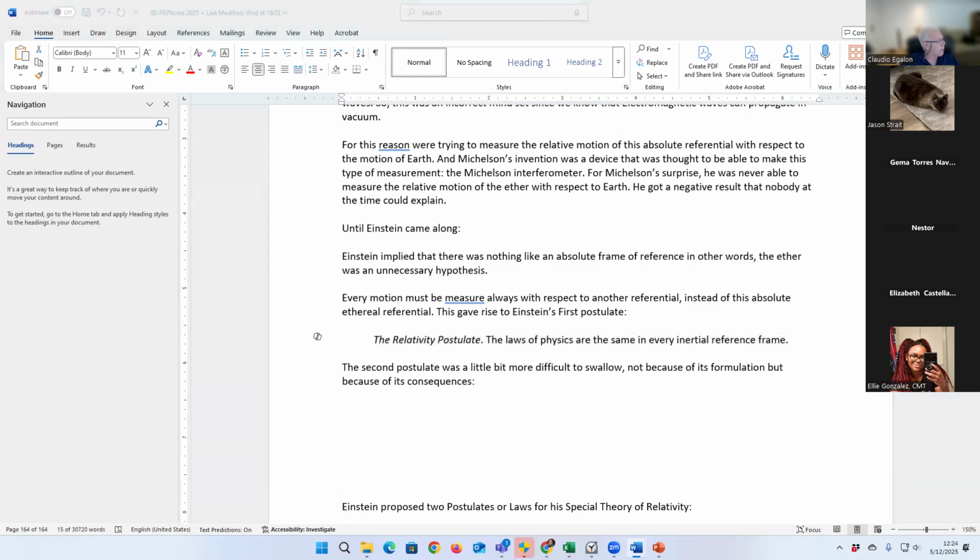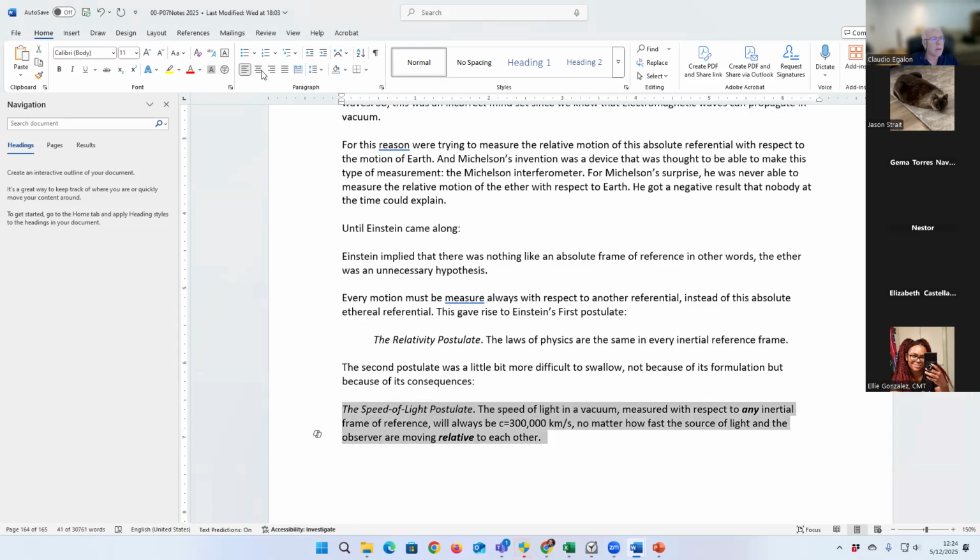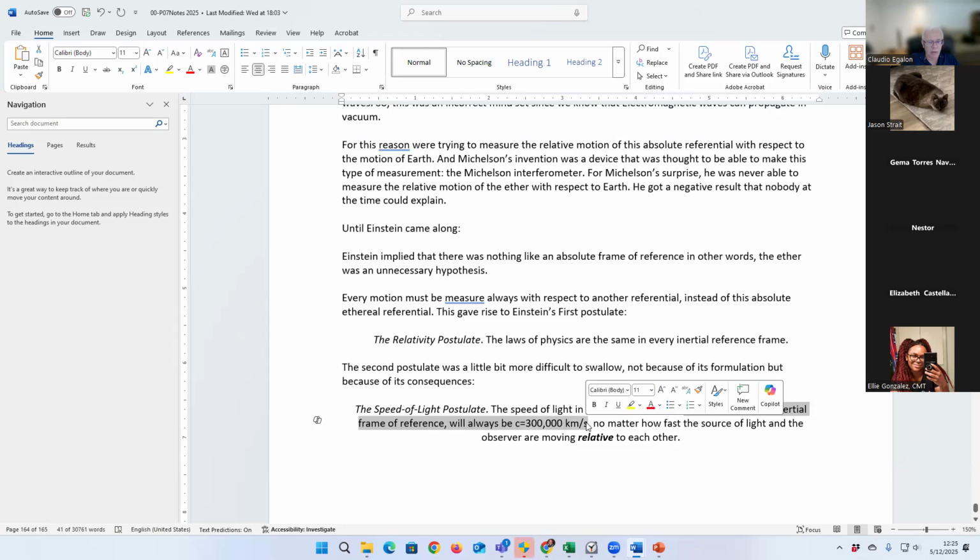And I'm going to spell that out too. Here you go for you all. The speed of light postulate: the speed of light in vacuum measured with respect to any inertial frame of reference will always be 300,000 kilometers per second, no matter how fast the source of light and the observer are moving relative to each other. So that's what you have to memorize, and memorize this one too.